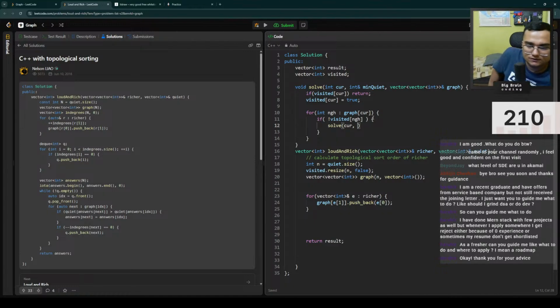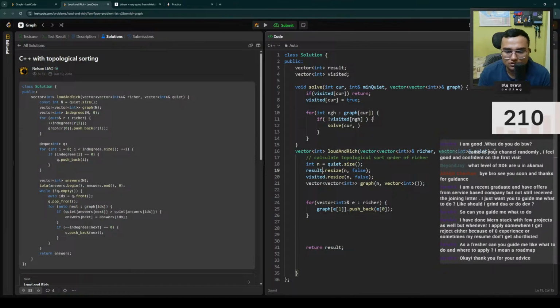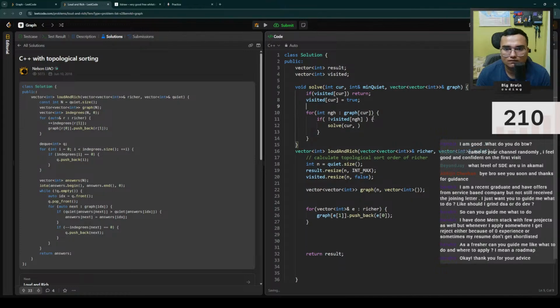What the fuck? Okay, visited, and we also need result. Shit, this will be int max. Result of fuck. Let's keep this int.